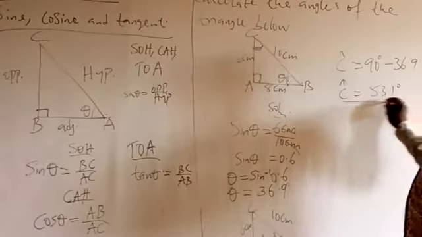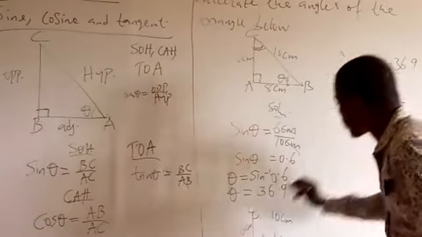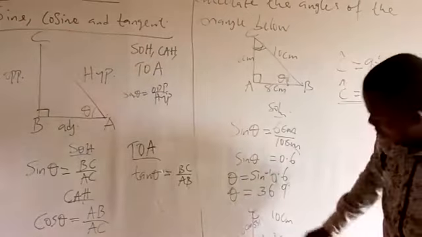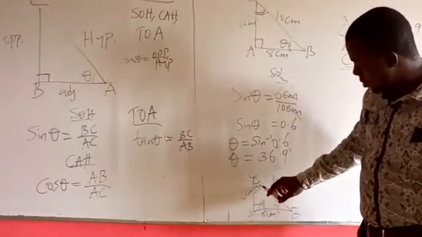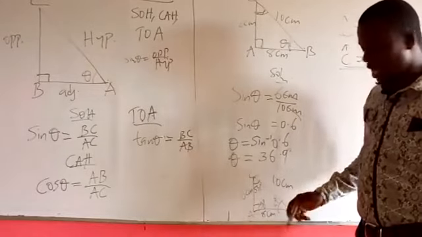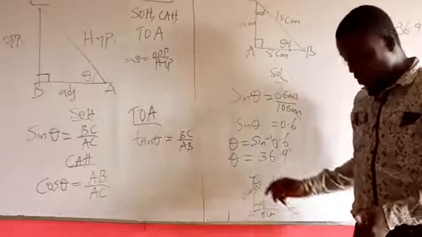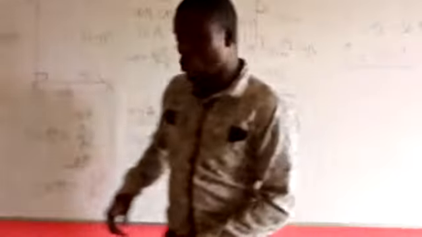So we have already known angle C, that is this very place, to be what? 53.1. By the time you add all the angles within this triangle, 90 plus 53.1 degrees plus 36.9, it will give you 180 degrees. That is the sum of angles in a what? Triangle. So let's quickly go straight to example 2. Example 1, we are through with example 1. Let's look at example 2.